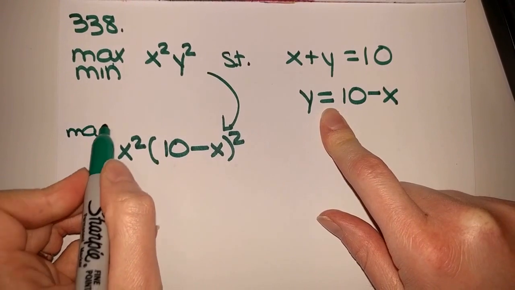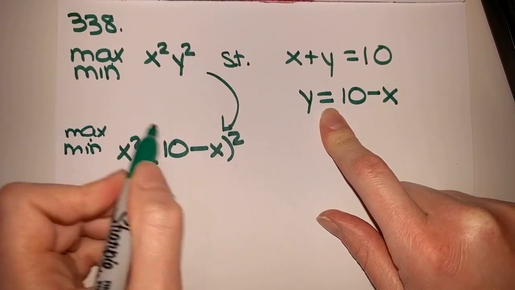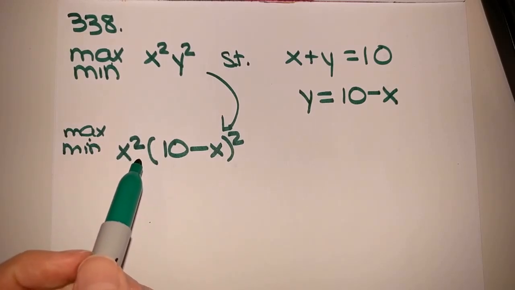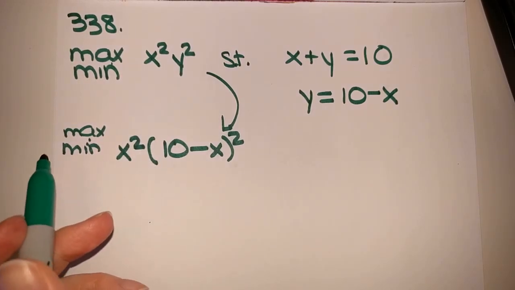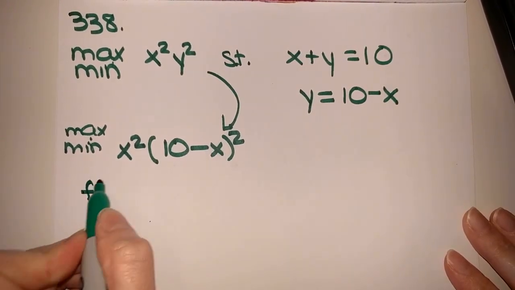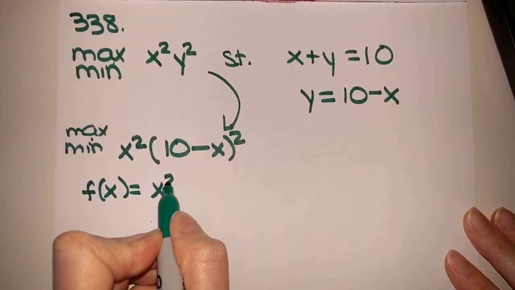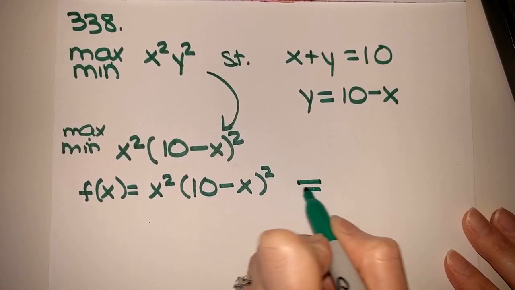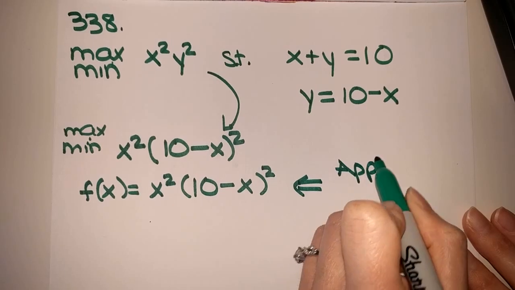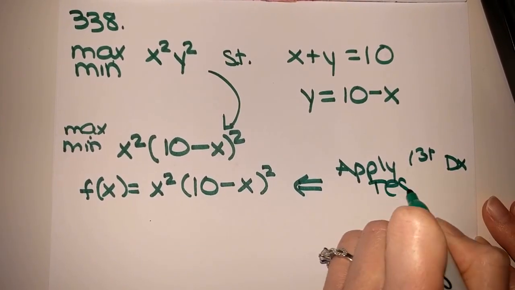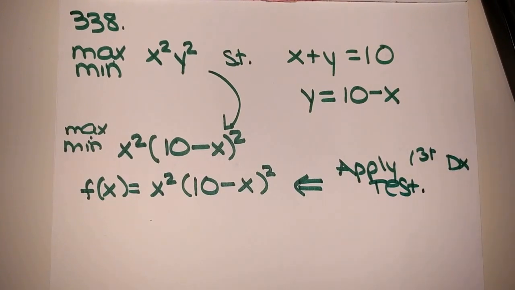Now we want to maximize and we want to minimize this particular objective function. So you could FOIL this out if you wanted to. Honestly, it's probably just going to be easier to use the product rule. So at this point, once you have one function of one variable, x squared times 10 minus x quantity squared, we are just going to apply our first derivative test to that function.